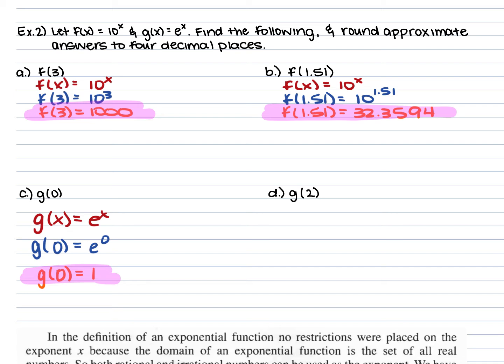For example D, we're finding g of 2. So again, we're going to use that g of x, which is e to the power of x. If we plug in the 2 for x, we have e to the power of 2. We use our calculator. We hit that second button, then that ln button, type in that 2, and we get 7.389056099. If we're rounding to the fourth decimal place, we have 7.3891.